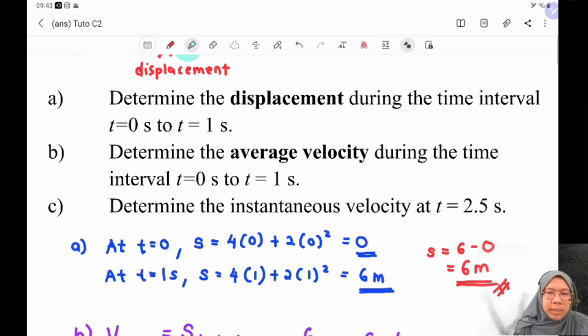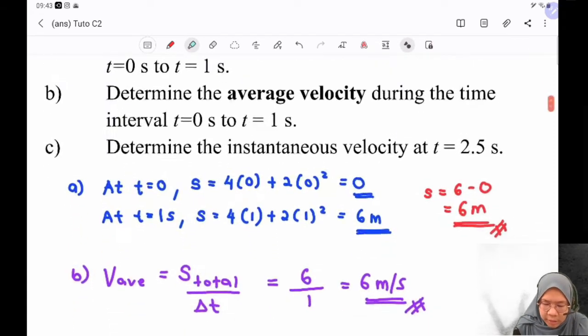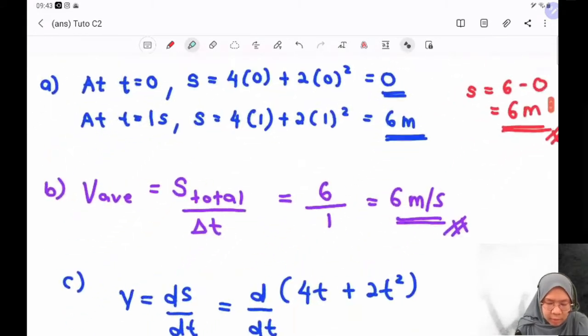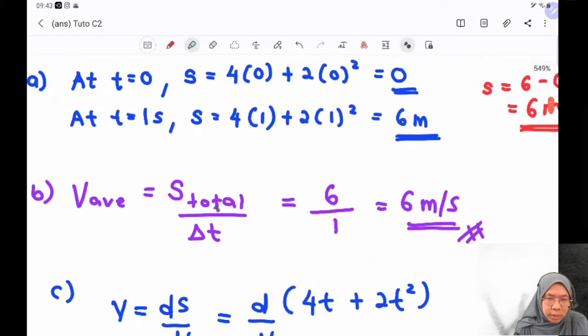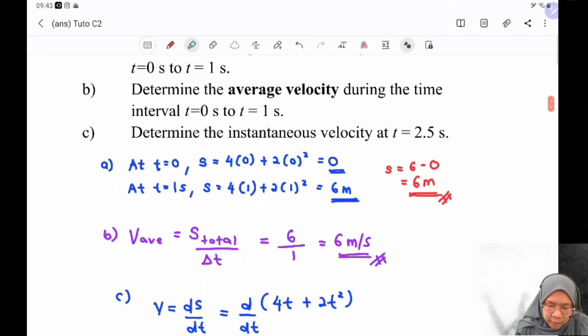Okay, so masih samalah dia punya displacement kita dah cari tadi. Cuma kita nak average. So sekarang ni kita just use another formula di mana V sama dengan S total ataupun S2 minus S1 over dengan time taken. Okay, so 6 bagi 1 dapat 6 juga. Okay, then we go to C. Determine the instantaneous velocity at T equals to 2.5 second. So dia beri masa 2.5 second, dia tanya velocity.